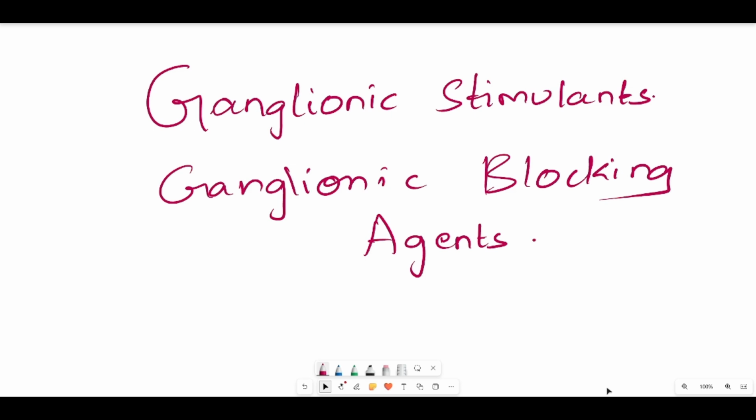Today we will be discussing two different classifications. One is the ganglionic stimulants and the other one is ganglionic blocking agents. To know this, we have to know what a stimulant and a blocker are. A stimulant is something that is useful for starting the action, and a blocker is something that is useful for inhibiting the action. So the agents which are useful for increasing the effect are called stimulants, and the agents which cause inhibition are called blocking agents. Now let's start the classification.